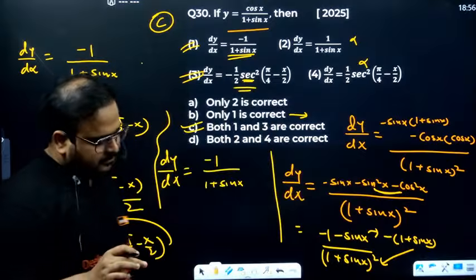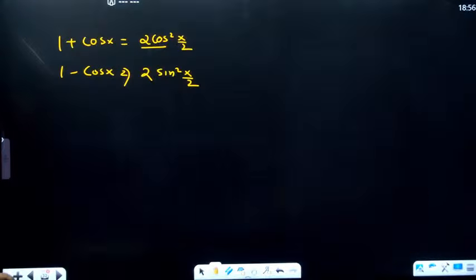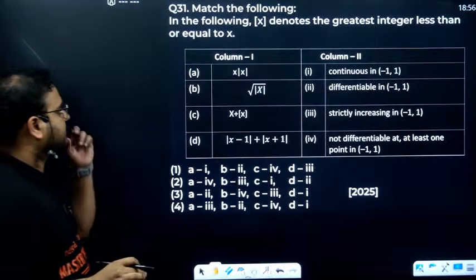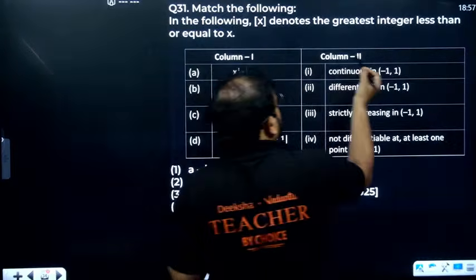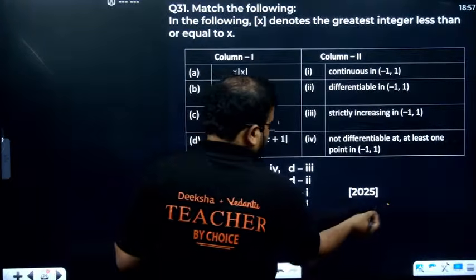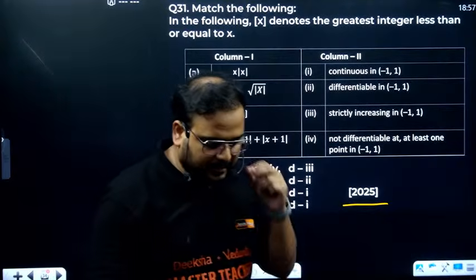Correct. Right. Okay. Next, 31. This you solve. Solve the previous year's PYQ. Where is it? Previous year's PYQ.